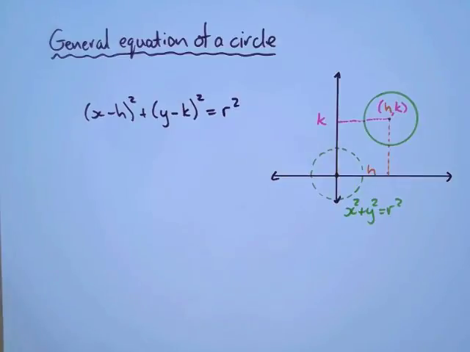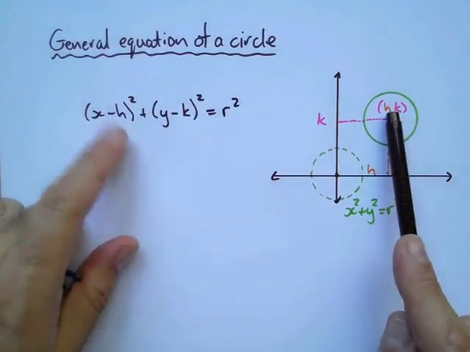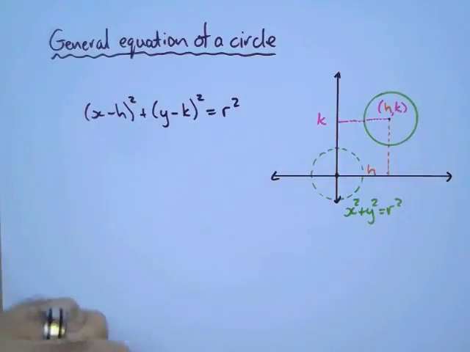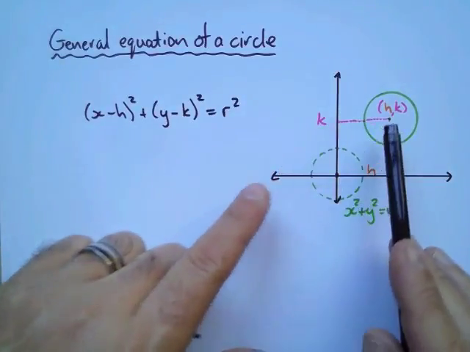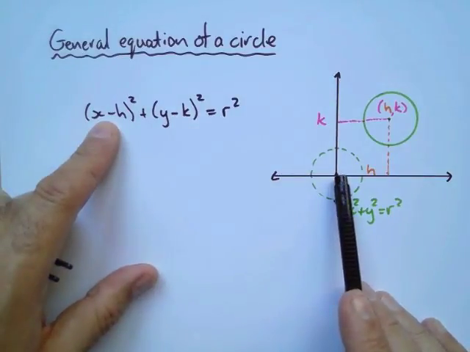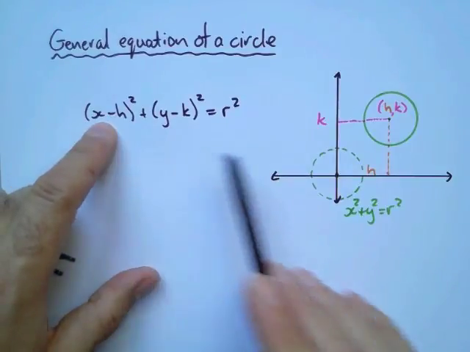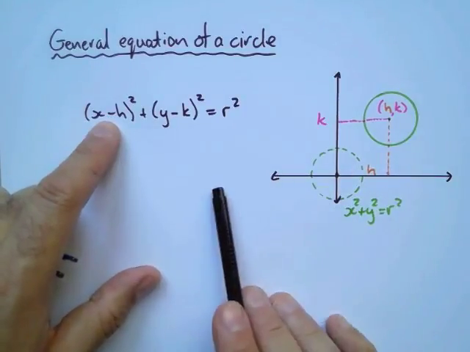Now what you have to take note of is the following, that this h is negative h there, which means, if you think about it, that circle, the origin, moves from 0, 0 in the opposite direction in the sign. So if this was x plus h, it means that it will move in the negative direction.